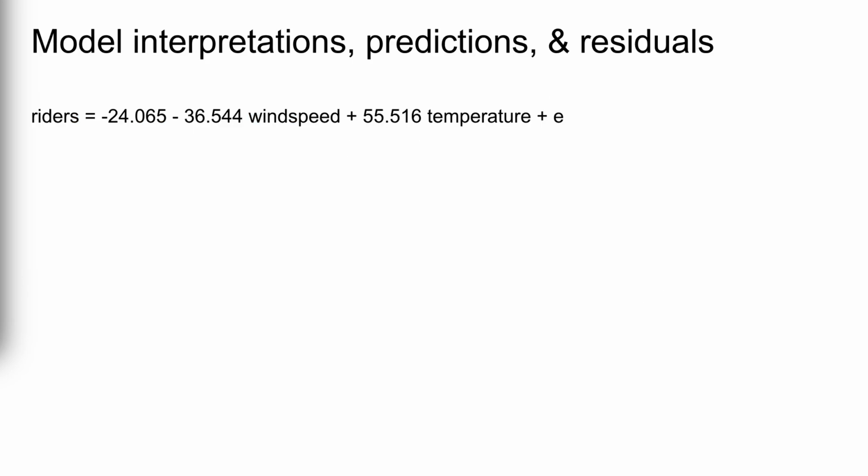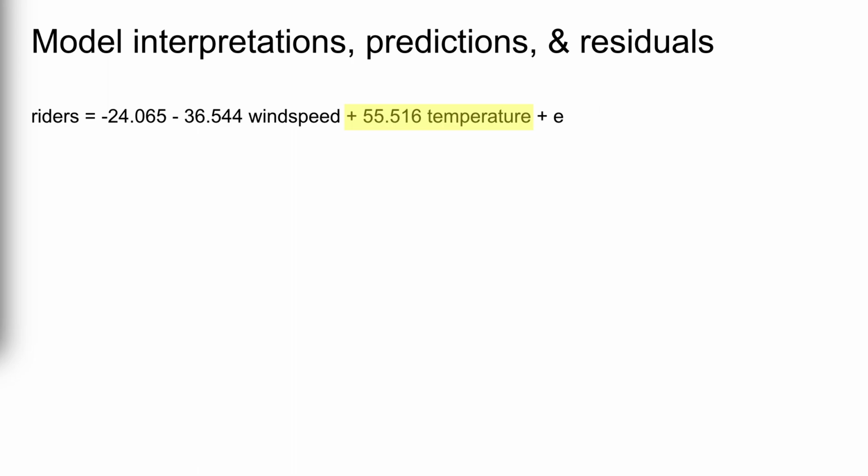When we go ahead and estimate this model in R using our sample data, we get the following result. And the result might match your intuition. First, when controlling for temperature, we expect roughly 37 fewer riders for every 1 mile per hour increase in wind speed. People don't like riding in the wind. Further, when controlling for wind speed, we expect roughly 56 more riders for every 1 degree increase in temperature.